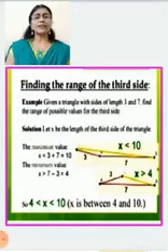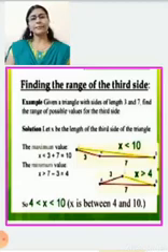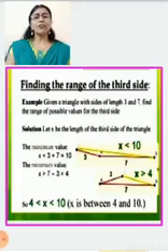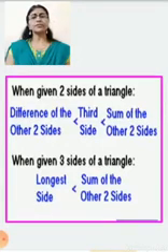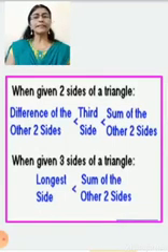Then the minimum value we'll find by subtracting 7 minus 3. 7 minus 3 is 4. So then you will write, therefore the third side should lie between 4 and 10. That means x should be between 4 and 10: the third side should be less than 10, but greater than 4. This is the method: the third side should be less than the sum of the other sides, but greater than the difference of the other 2 sides.